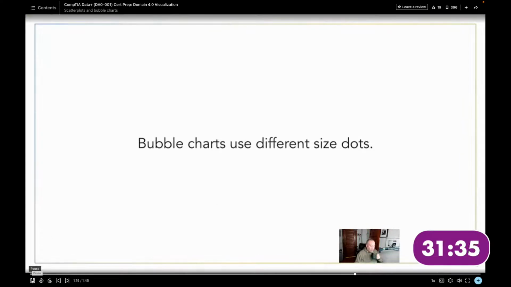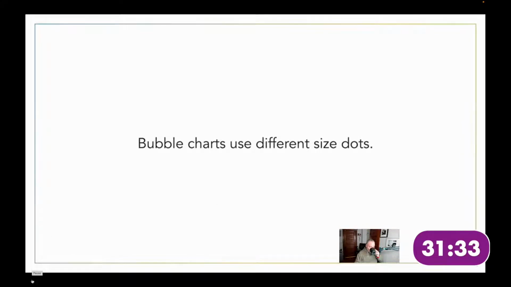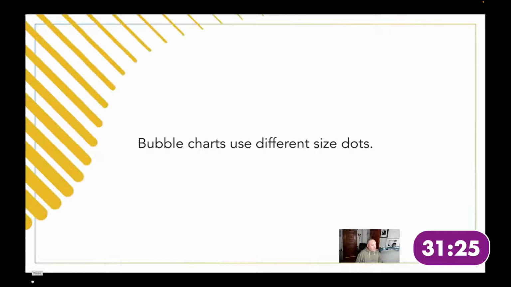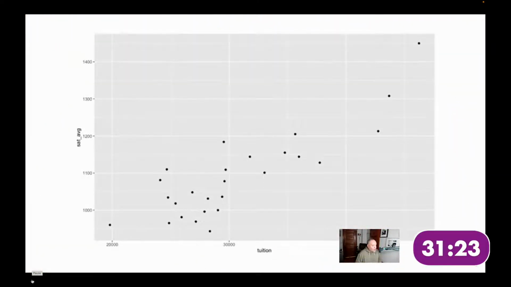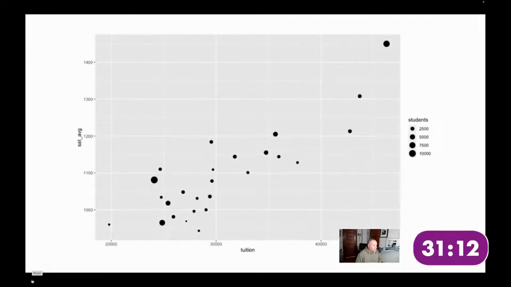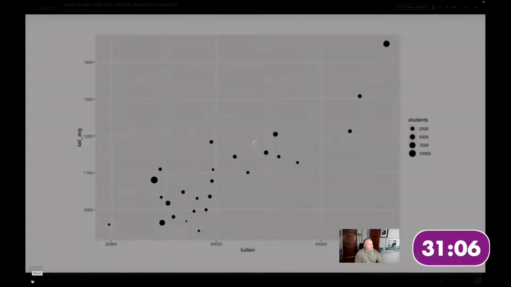Bubble charts are very similar to scatter plots, but the major difference is that in a scatter plot, all of the dots are the same size, but in a bubble chart, the size of each dot represents another variable. For example, here's a scatter plot of tuition and test scores at the private colleges of Indiana. If I also want to incorporate the number of students at each school, I could turn this into a bubble chart where the size of each bubble is proportional to the number of students at each school.